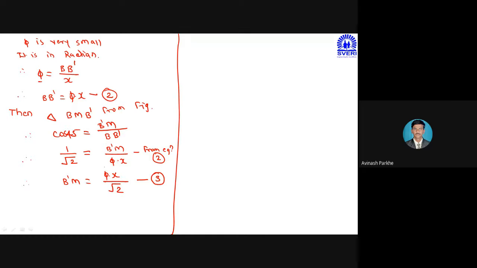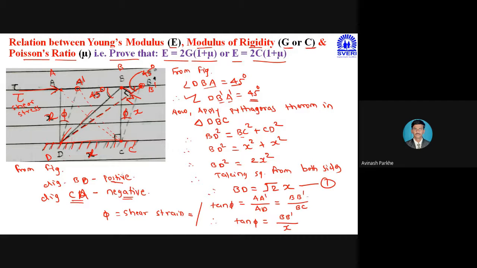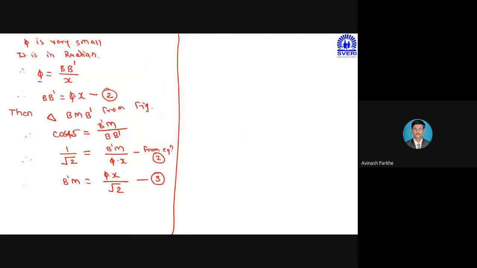If I take this term to the left side, it becomes multiply. Therefore, B dash M is equal to phi into x divided by root 2. So this is equation number 3. In equation 1 we have calculated the value of the diagonal BD. In equation 2 we have calculated the value of BB dash, which is required to put in the next equation, that is equation number 3.